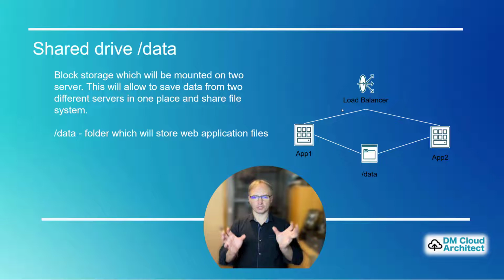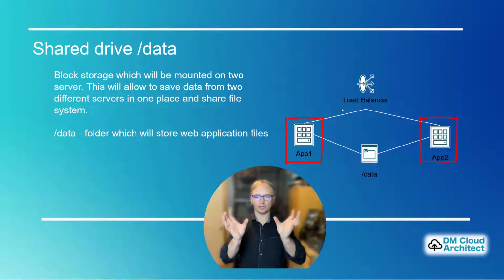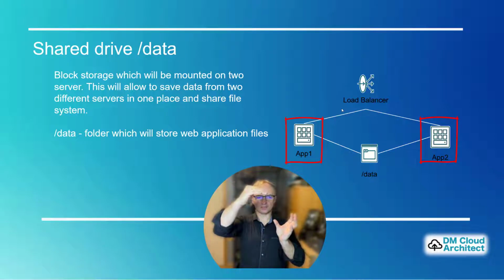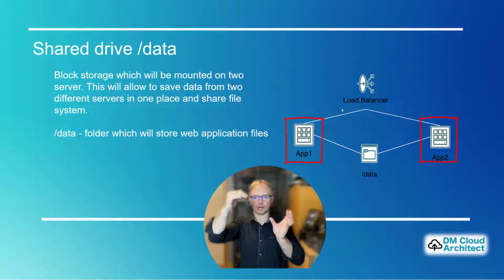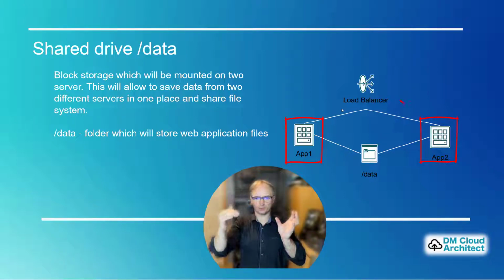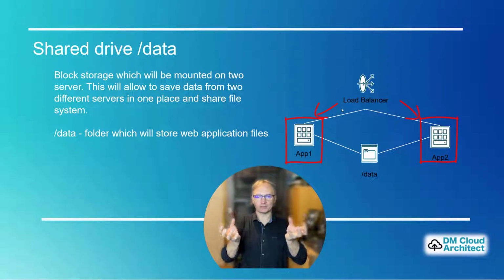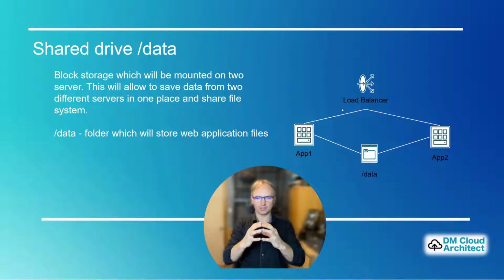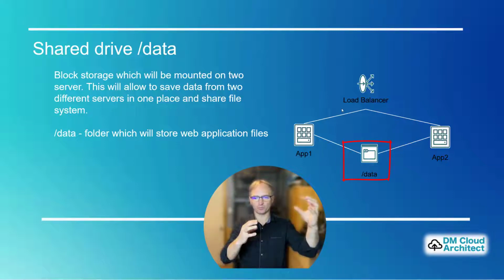Before, we were creating two servers. Each server had an independent data set on app 1 and app 2. The load balancer was sending the request to app 1 and app 2, but each server provided the data which it had locally. Now, we will be creating the shared data folder which will be mounted on app 2 and app 1.